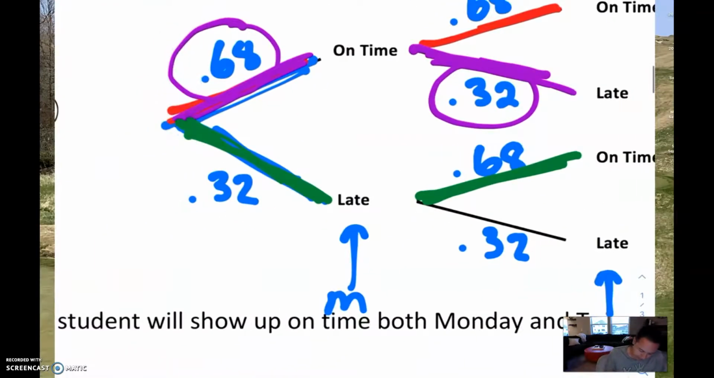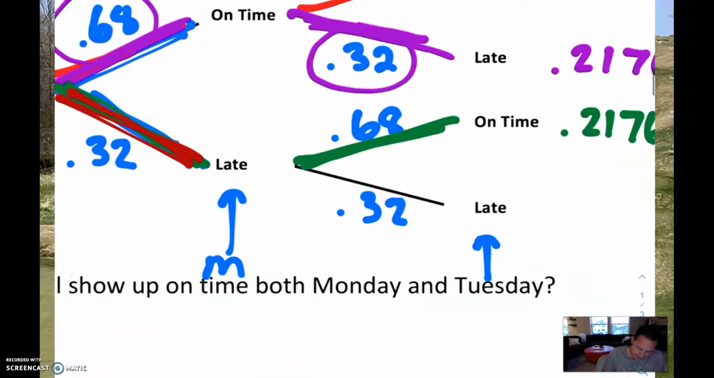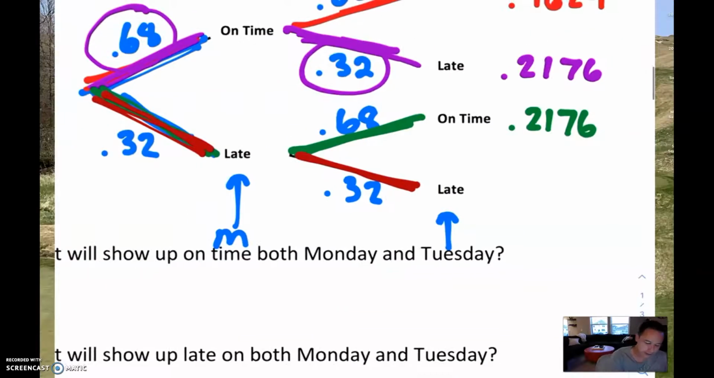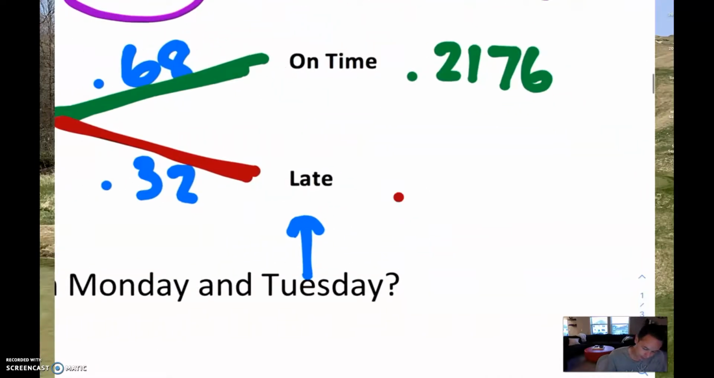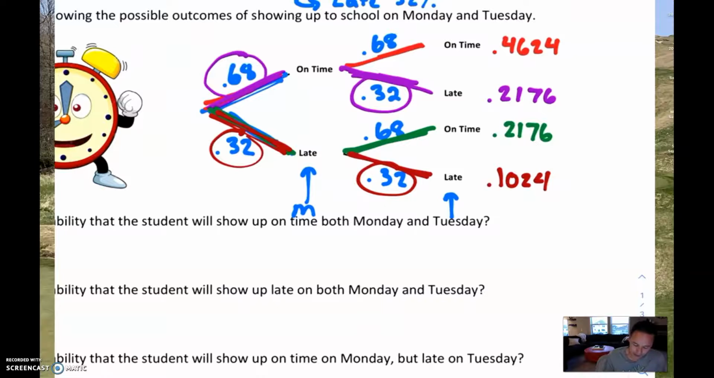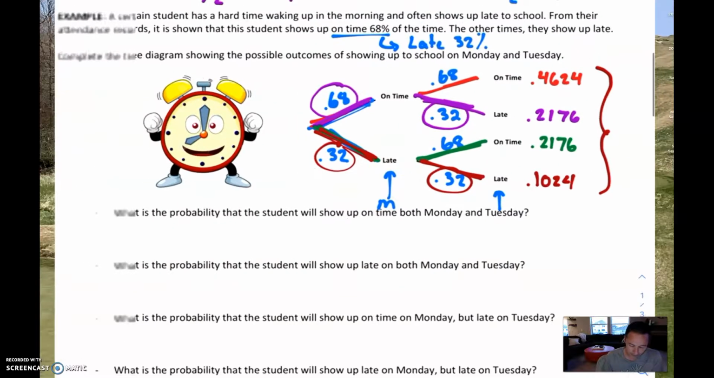And we could be late on Monday and then late on Tuesday. So to do that, we're going to take 0.32 times 0.32, and that gives us 0.1024. So that's the probability that they were late on both of the days. So this shows all of the different possibilities along with the probabilities of each one. Now that we have those, let's answer all the questions.